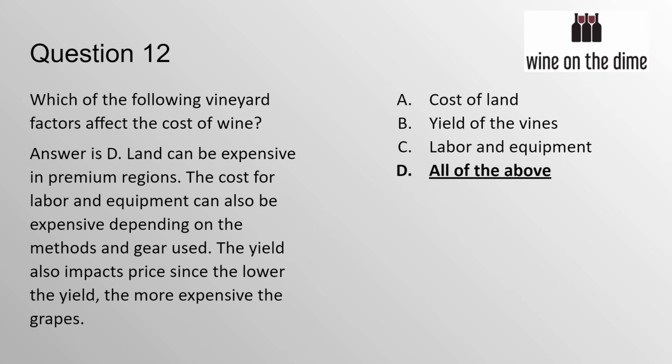The cost of labor and equipment can also be expensive depending on the methods and gear used. And actually in some areas, equipment is not allowed to be used. You have to hand harvest because it's the law. So that also affects the price of the area. The yield also impacts price, since the lower the yield, the more expensive the grapes. So if you are buying wine from an area where the average yield is 9 tons per acre versus an area where the average yield is 2 tons per acre, there's less grapes in the other region, so you're going to be paying more for those grapes.